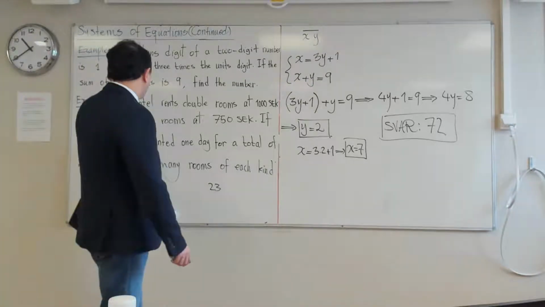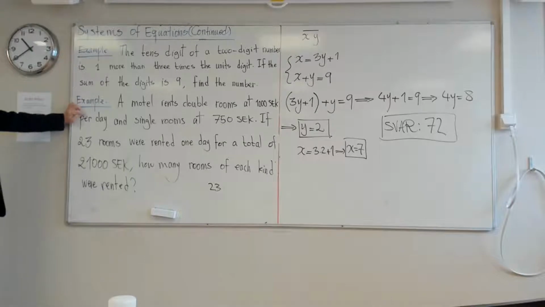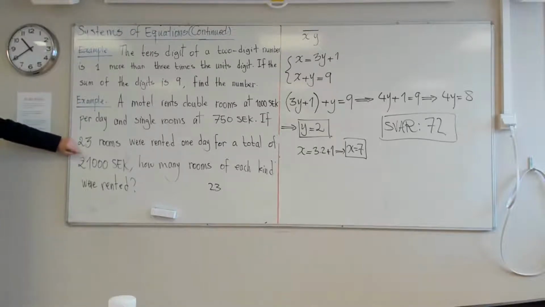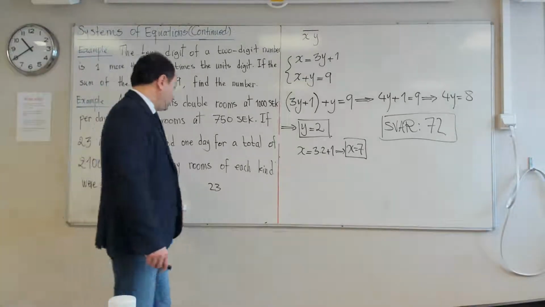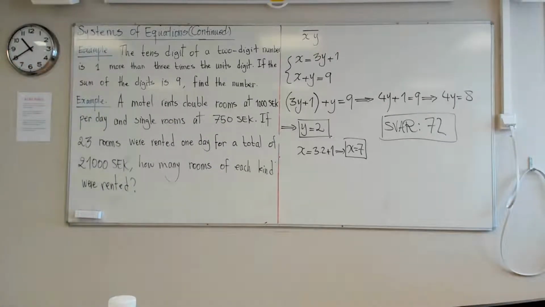A motel rents double rooms at 1,000 crowns per day and single rooms at 750 crowns per day. If 20 rooms were rented one day for a total of 21,000 crowns, how many rooms of each kind were rented? So you need to read the question, set up your system of equations, and try to solve it.